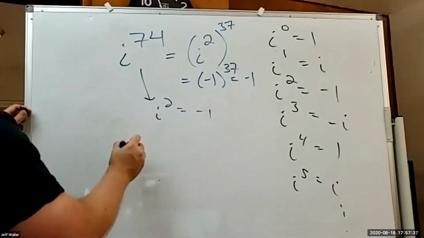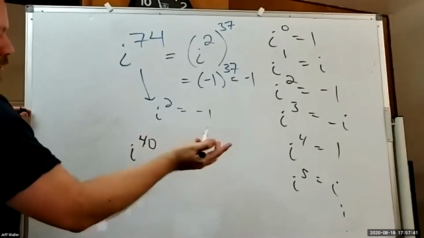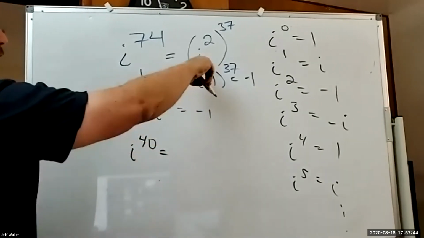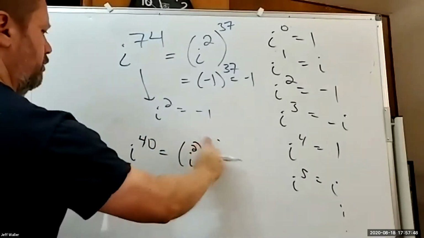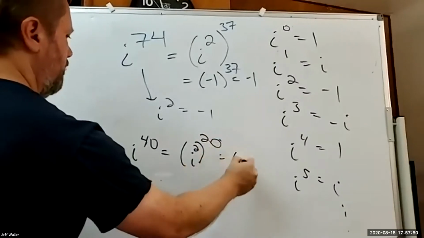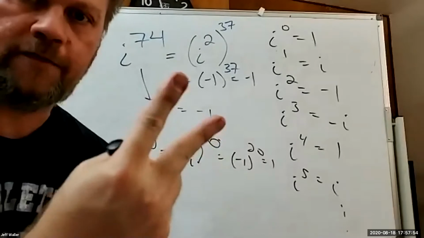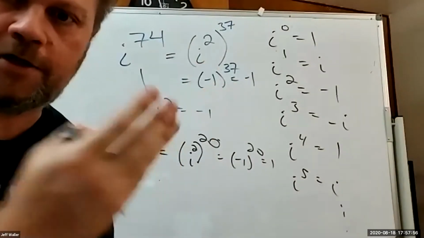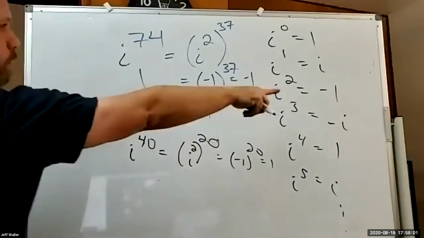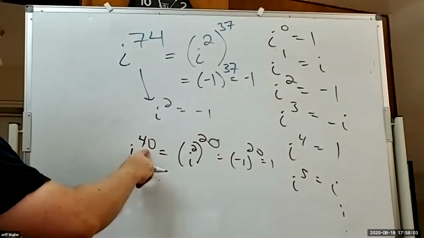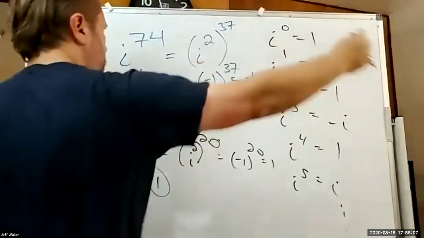So if it was i to the 40th, here's an example. i to the 40th, if you want to do it this way, it's i squared to the 20th. That becomes -1 to the 20th, and that's 1, because any even pair of -1s kill each other, so there's no odd negative left over. But if you do it this way, 4 goes into 40 evenly, no remainder, so it's 1, because it went through the cycle and stopped here.